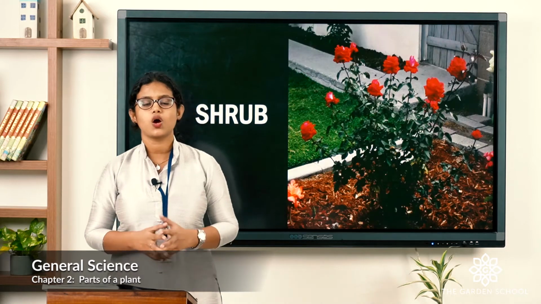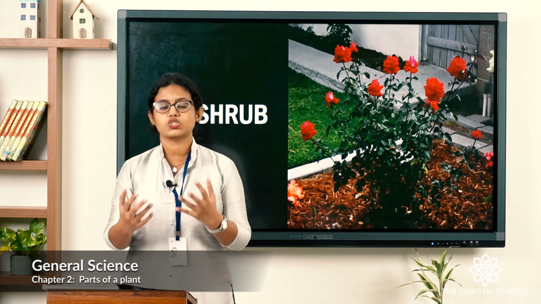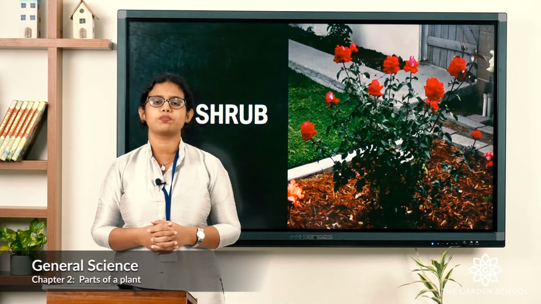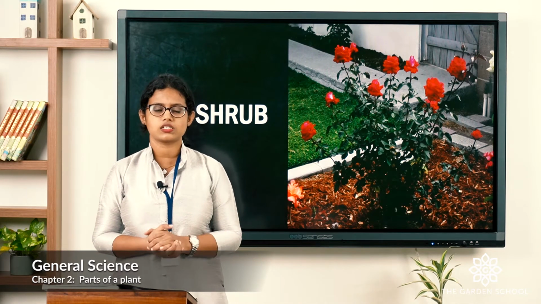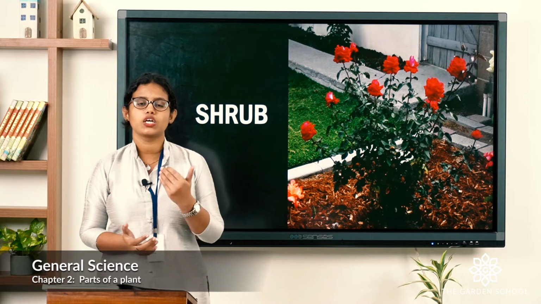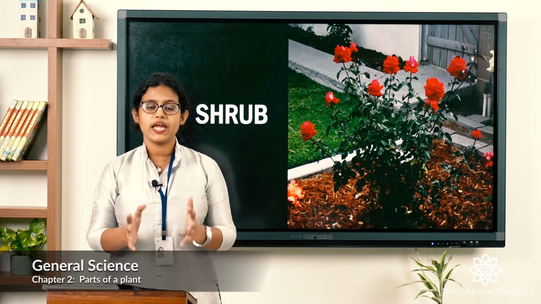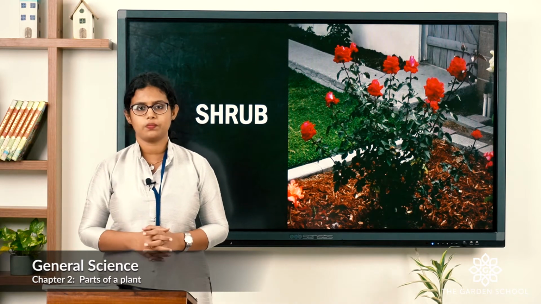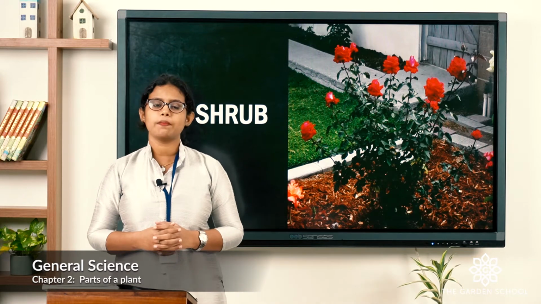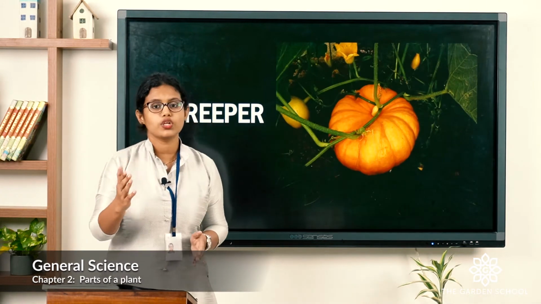The next kind of plant is the plants which are medium sized. That is called the shrub. There are many examples for shrub like the rose plant, hibiscus, all these are shrubs. And what about their stem? They have many hard woody stems. They have woody stems.